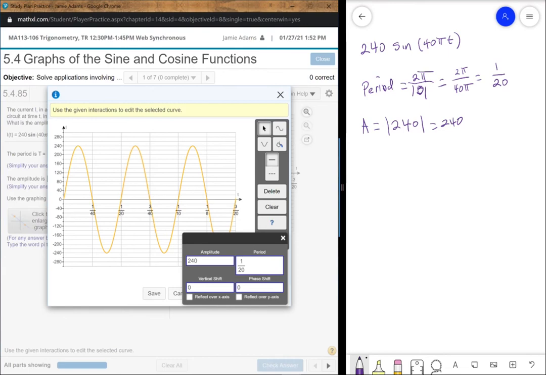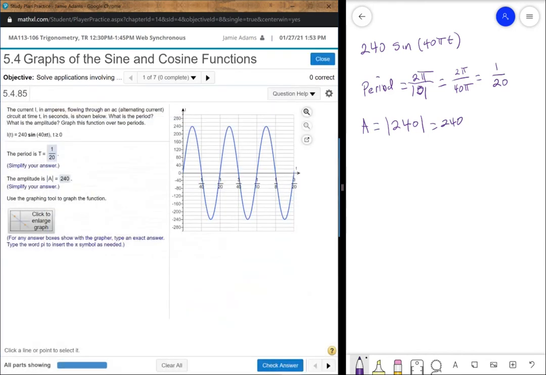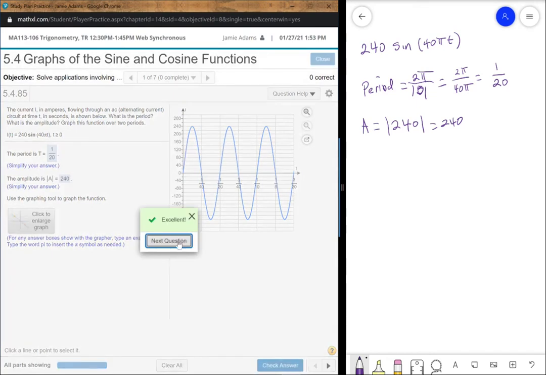Then we want to know, is there any phase shift? Phase shift would be any changes left or right, but that would be additions or subtractions inside the function, but there's no addition or subtraction here, so there's no phase shift. Then vertical reflections, or reflections across the x-axis, that would show up as a negative in front of the amplitude, but there's nothing there, and there are no negatives inside the function, so there's no reflections over the y-axis either. And so, we're done. That is our function, and we have graphed it.